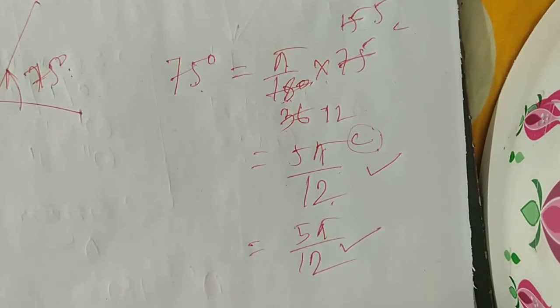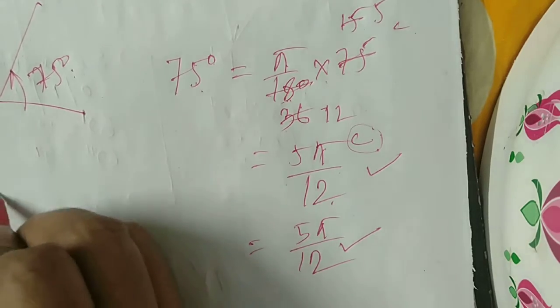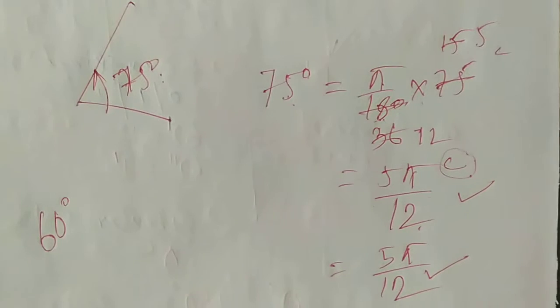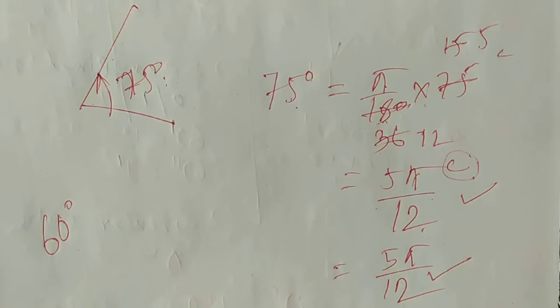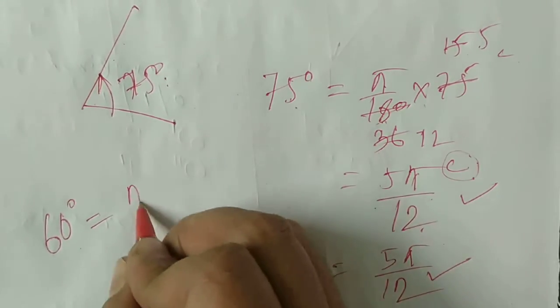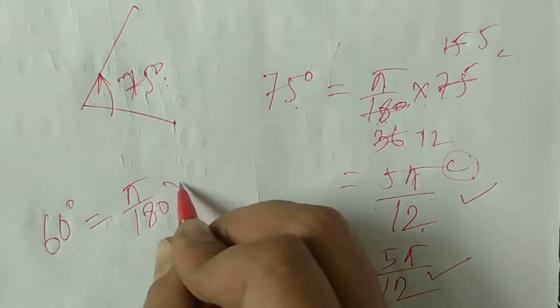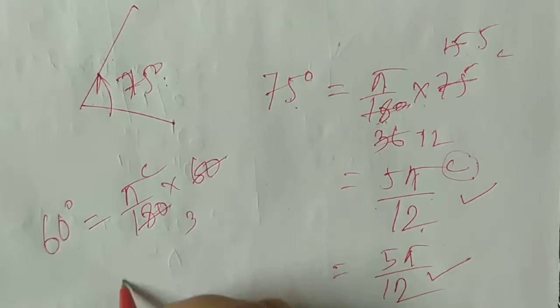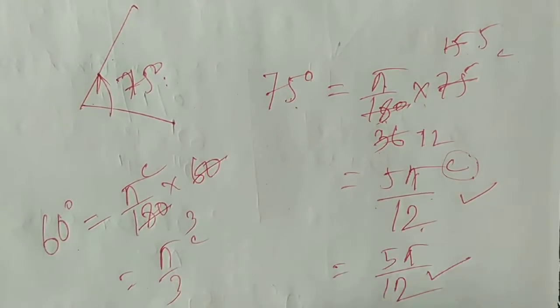In a similar way, convert 60 degree into the circular system. So everyone see that 60 degree equals pi by 180 into 60 radian, 60 divided by 60 is 3, that is pi by 3 radian.